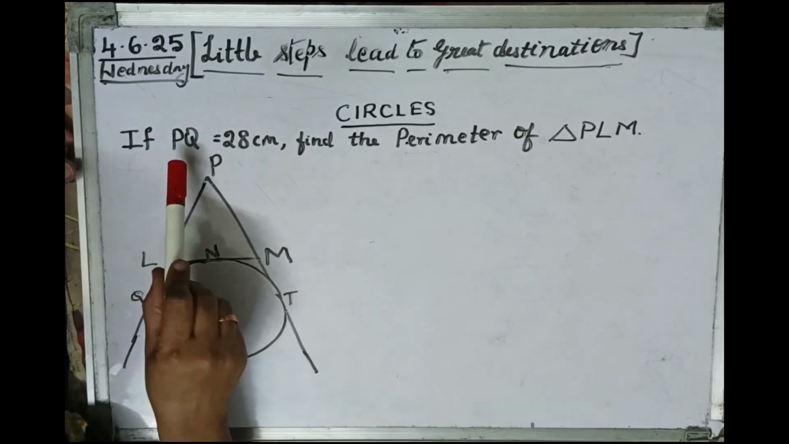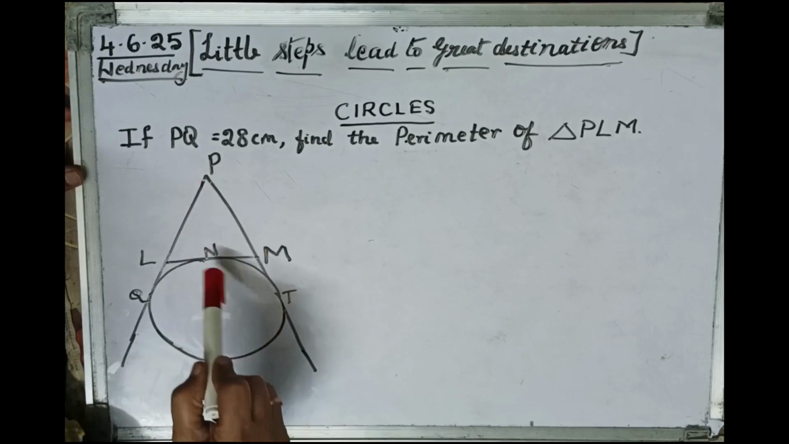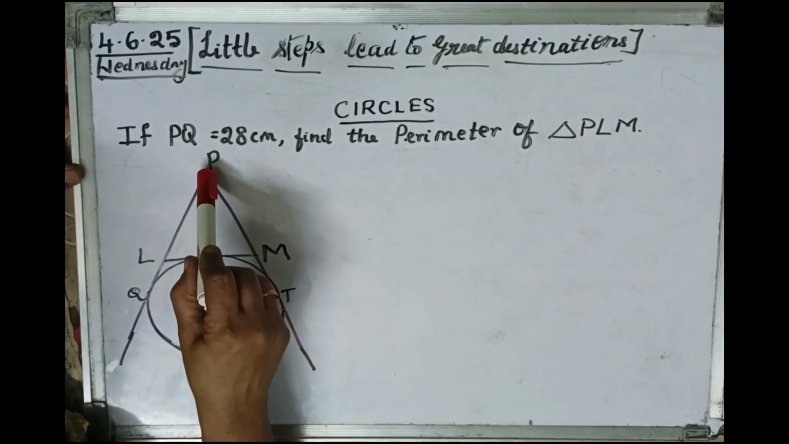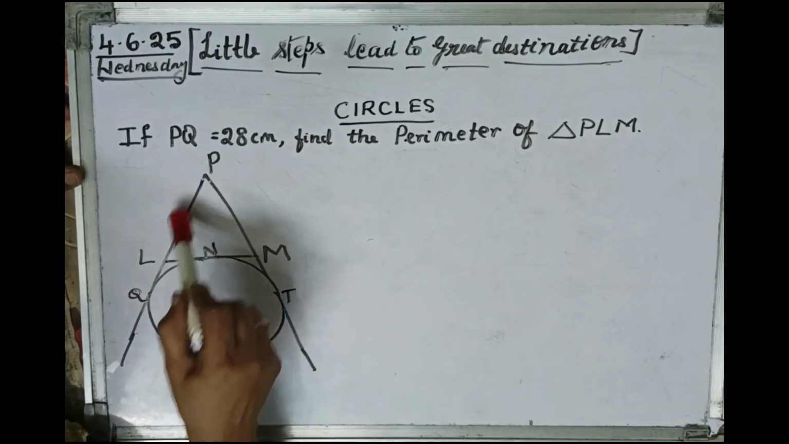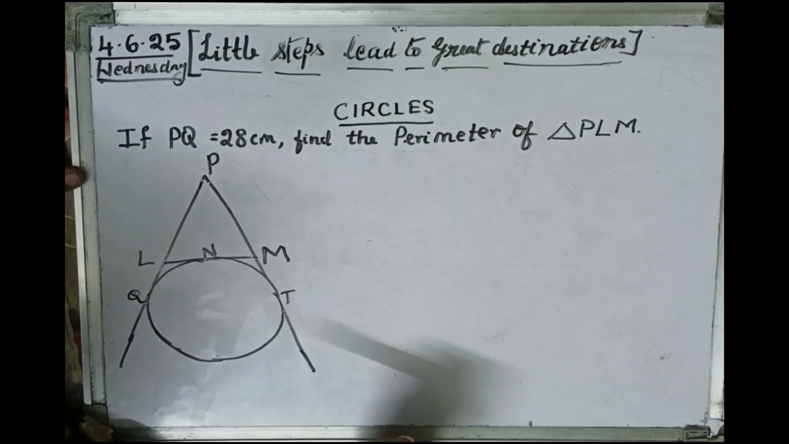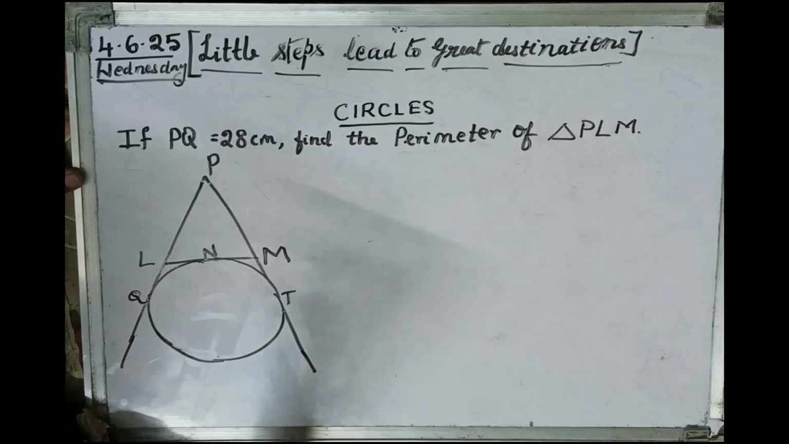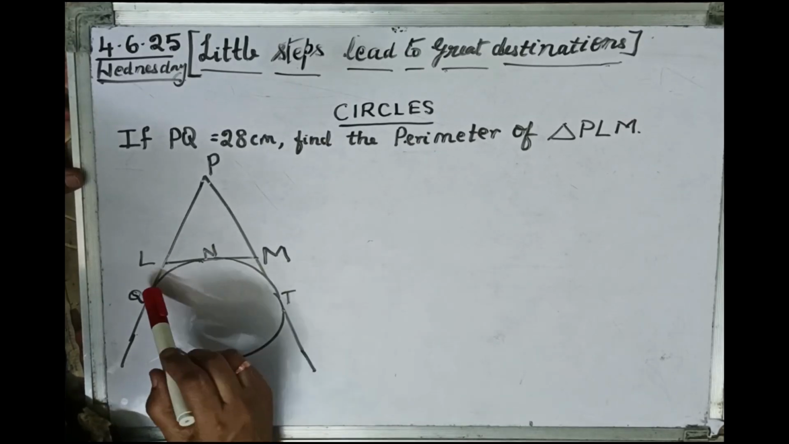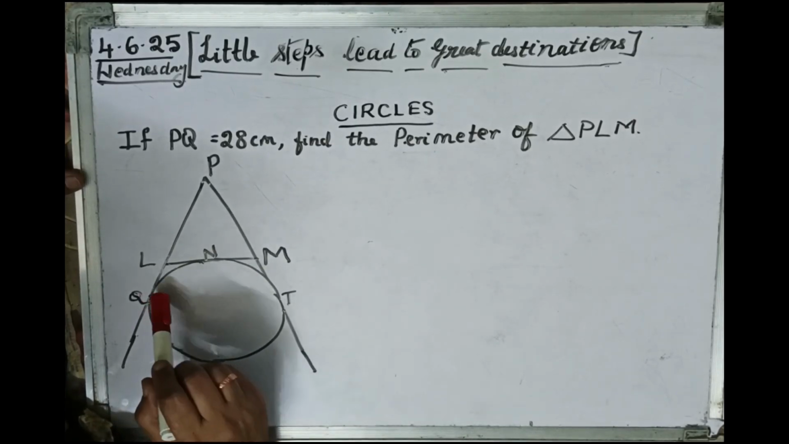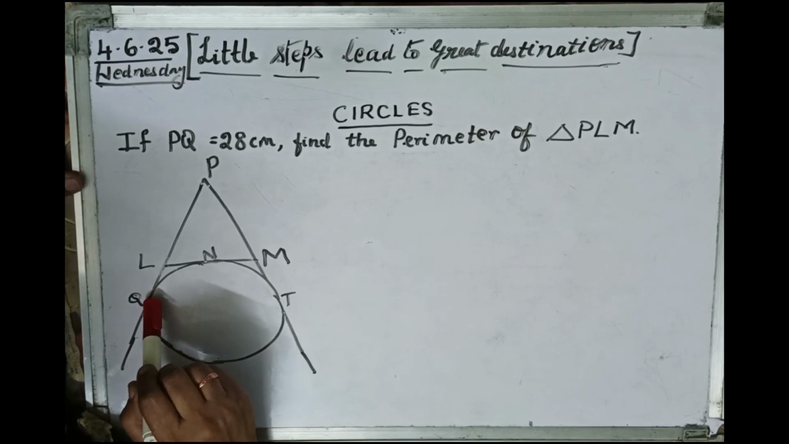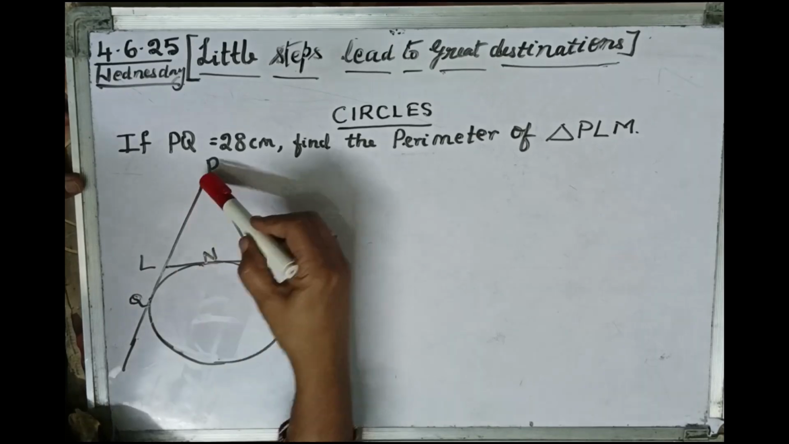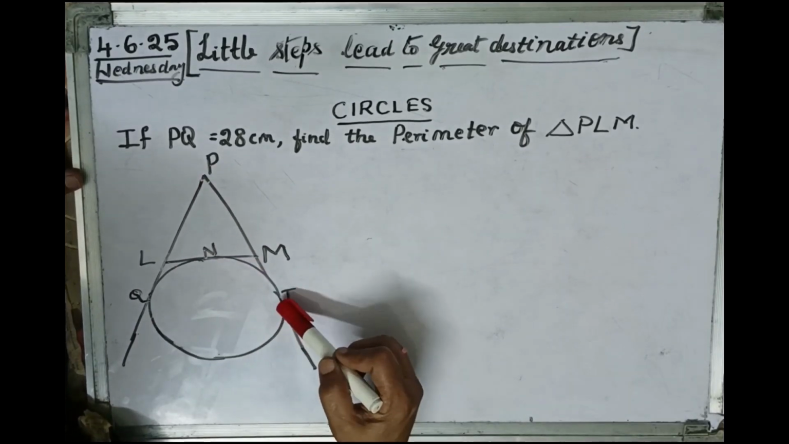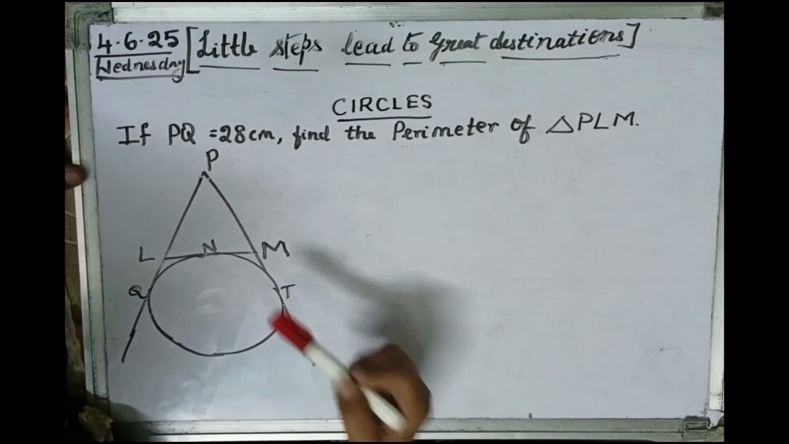As you can see, PQ here is drawn from an external point of the circle. This is P here. PQ's length is given to be 28. You can see it is a tangent to a circle. The definition of tangent is, it is a line which has one point of contact to the circle. So Q is the point of contact. So we can consider PQ as the tangent. Another tangent is PT here. That is a point of contact T.